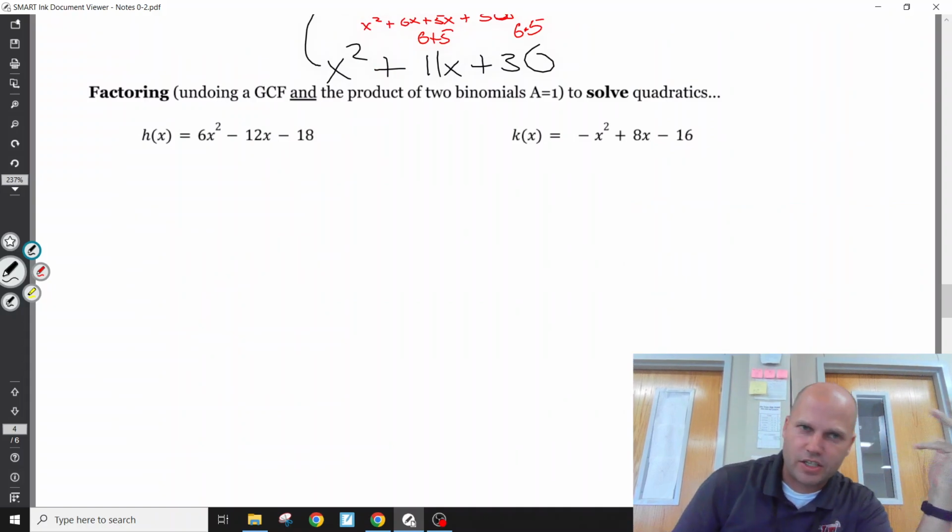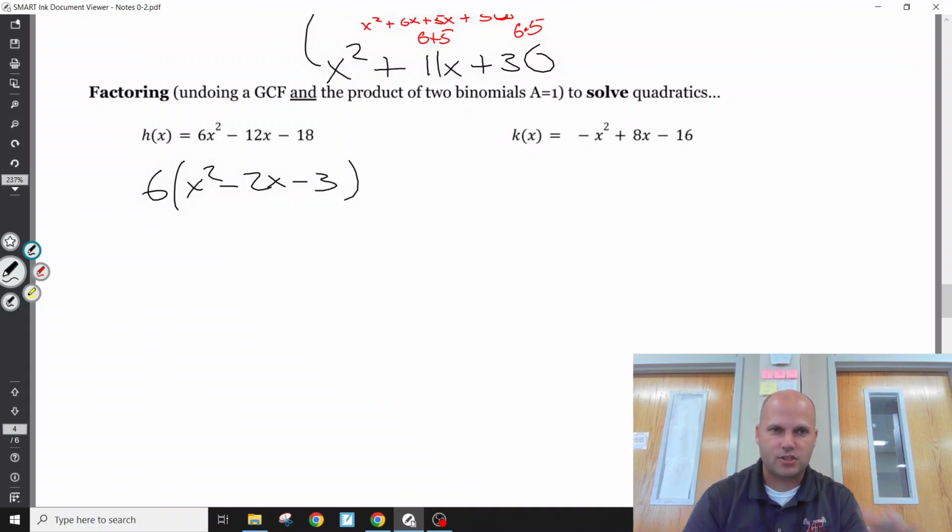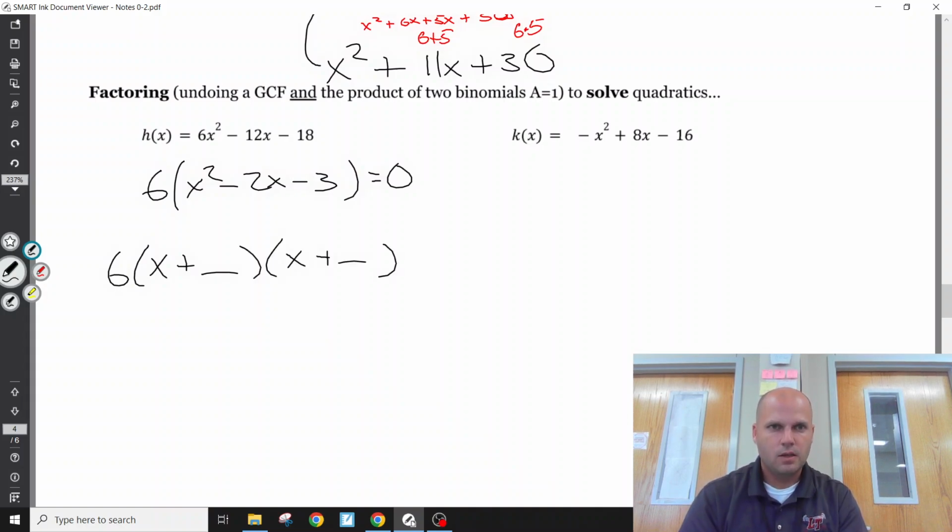Sometimes we'll have to undo a greatest common factor and the product of two binomials, which means when we see this, we think we can factor it. The best thing to do is to undistribute one thing, divide out 6 by all 3. Again, check to make sure. Is this distributed equal to this? You're undistributing here. That's factoring. Then number puzzle it. X plus something times x plus something gives us x squared minus 2x minus 3. The two numbers that add to get -2 and multiply to get -3 are -3 and +1.